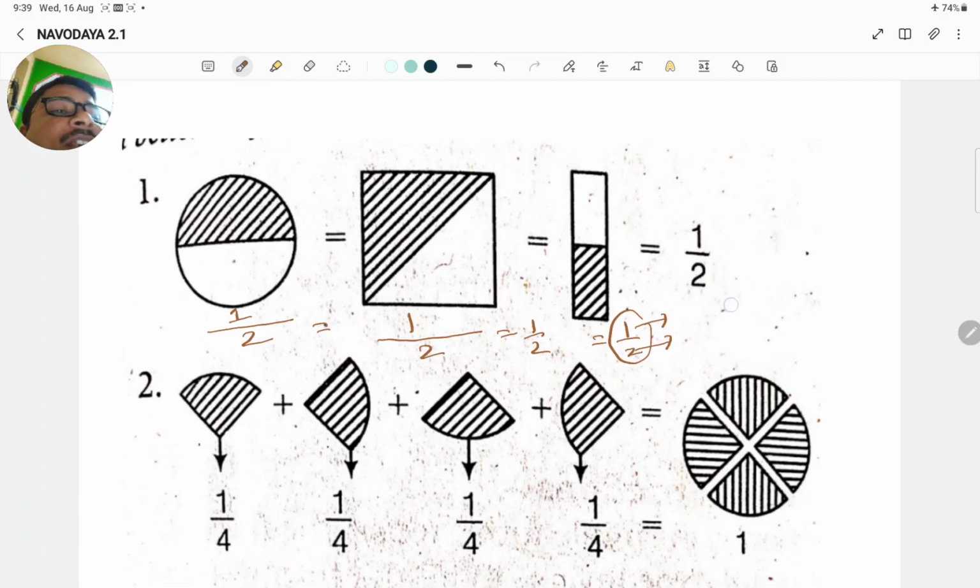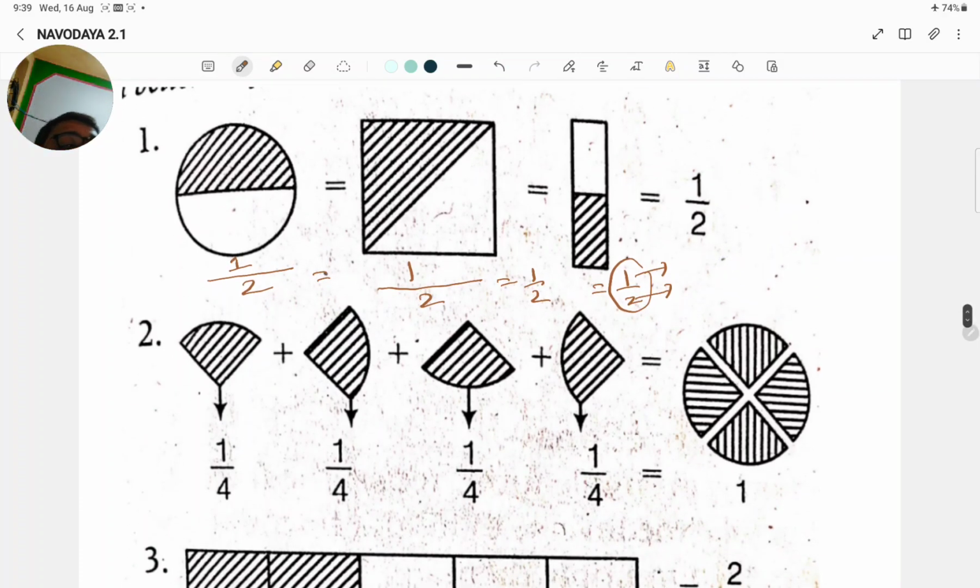Next, second example, observe here. The circle is divided into how many equal parts in total? 4 equal parts: 1, 2, 3, 4. The total number of parts is 4, that's why I am writing 4 in the denominator. I want to represent only one part, that's why the numerator is 1. Here also one part only, that's why 1 divided by 4.